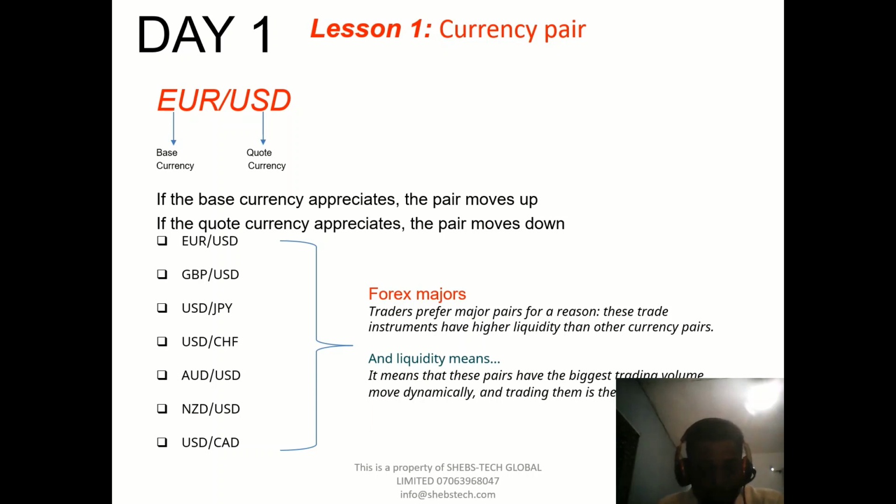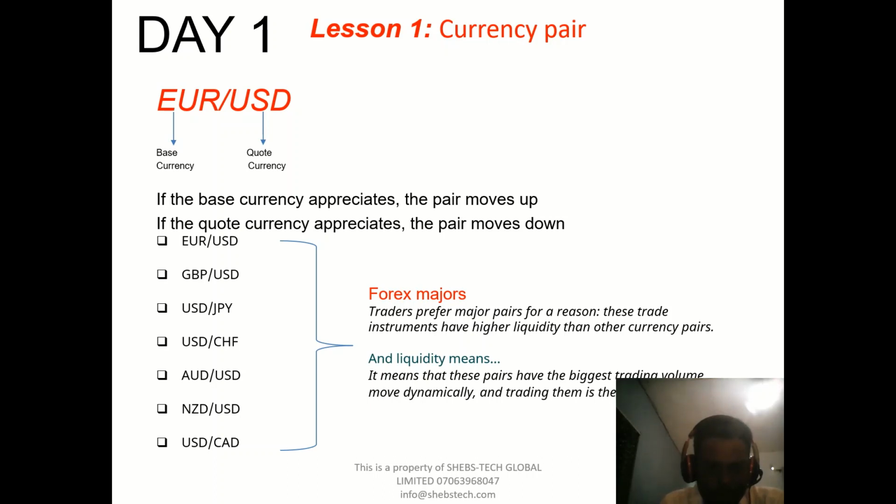Okay, so traders trade these major pairs because these pairs have higher liquidity than other currency pairs. You see the example: the Euro USD, GBP USD, USD JPY, USD CHF, AUD USD, NZD USD, USD CAD.